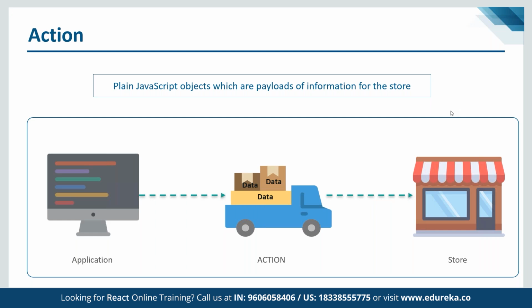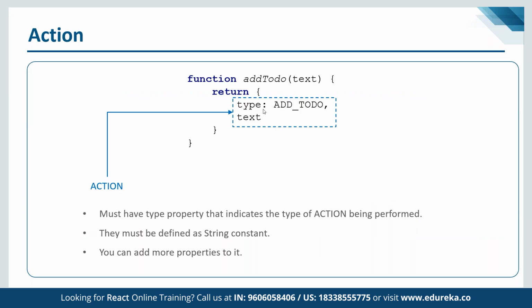Actions are simple JavaScript objects that have a type property, which is usually a string constant describing the type of action, along with the information being sent to the store. So for example, here we can define the type as ADD_TODO, and then we can define a parameter as text. Now, actions are created using action creators, which are normal functions that return an action, right? To call this action anywhere in the application, we can simply use the dispatch function, where we define dispatch and then addTodo(text) as part of the dispatch method.